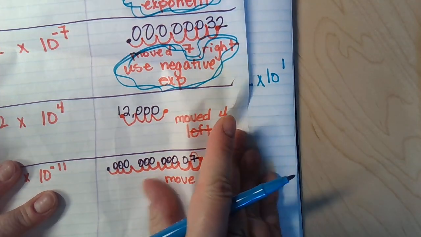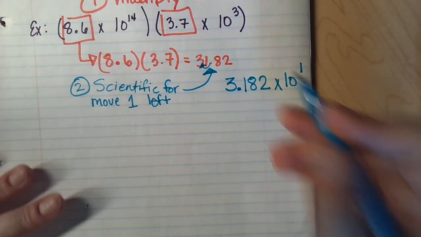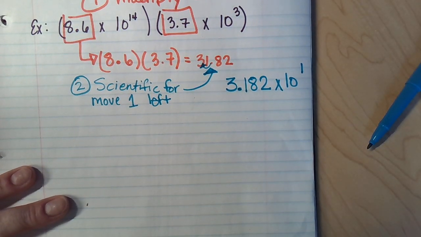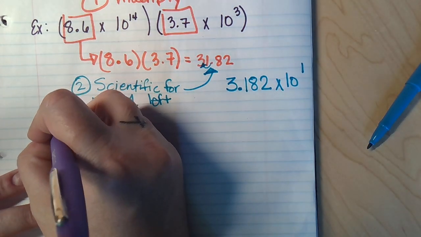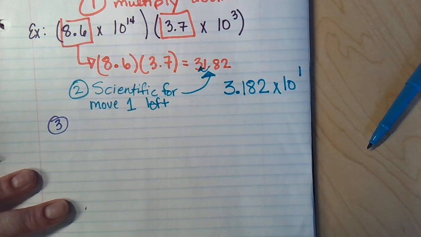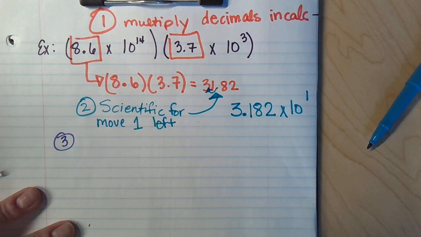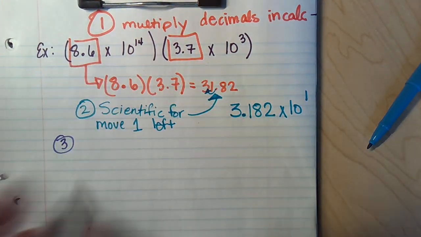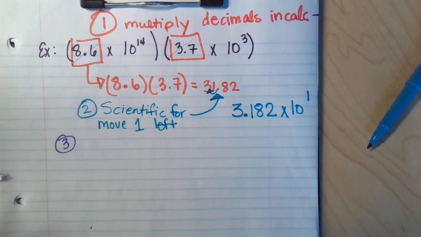Yeah, okay, you can see it. Okay, so we have positive 1. Okay. The third step is to deal with the exponents. So far, we have taken care of the 8.6 times 3.7. We already did that. Okay.